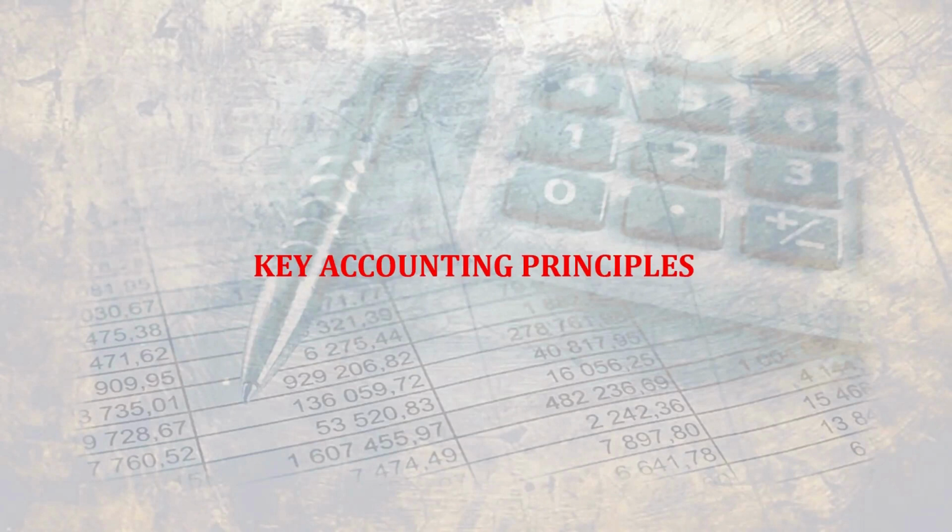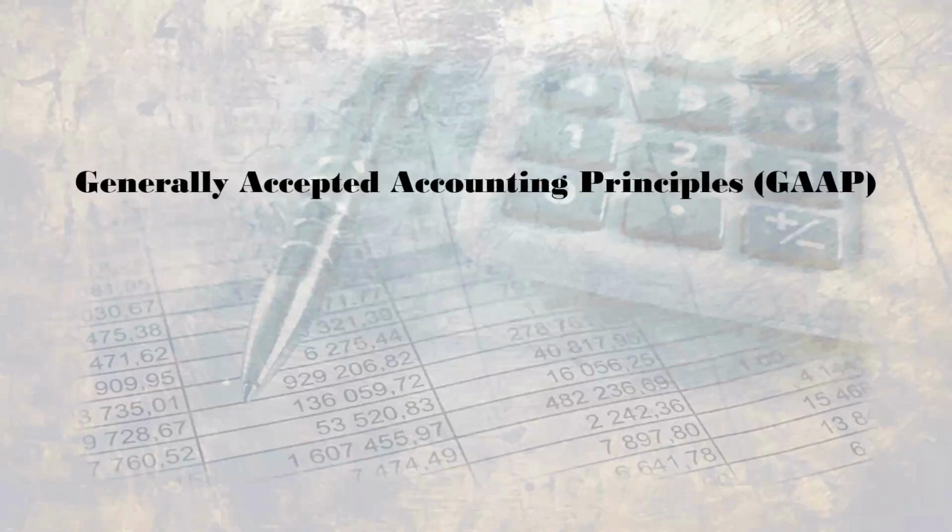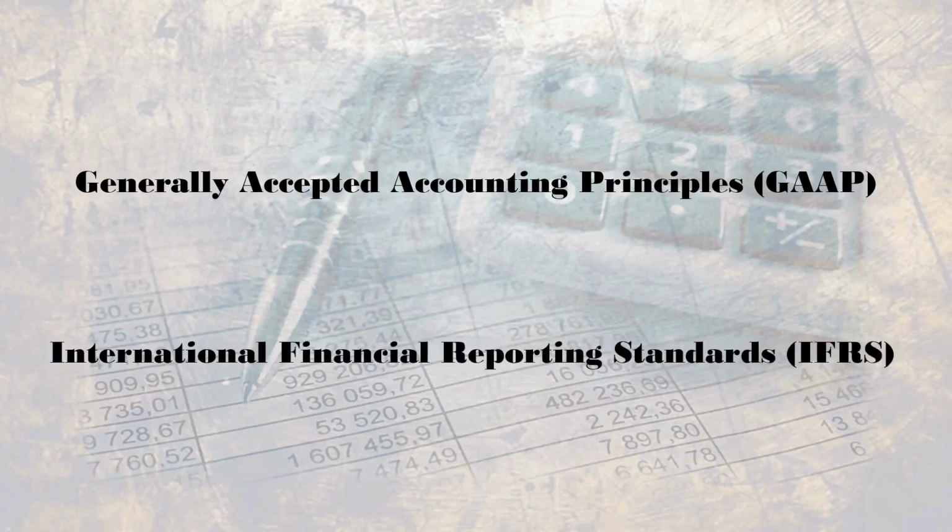In key accounting principles, we have two principles. One is GAAP, generally accepted accounting principles. Second one, IFRS, International Financial Reporting Standards.